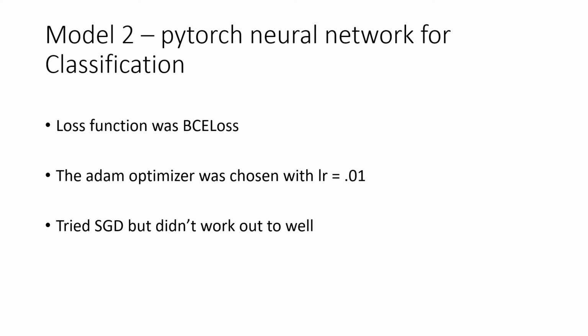I tried to use stochastic gradient descent just to test out different optimizers, but SGD didn't work out as well as Adam. I'm guessing because you need to be very careful with your hyperparameters. If you don't choose them right the first time, it'll not get as good of a result.